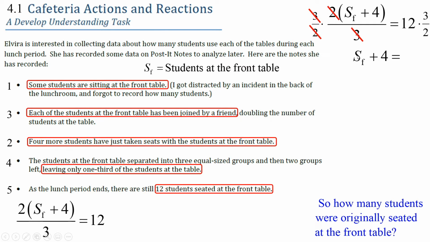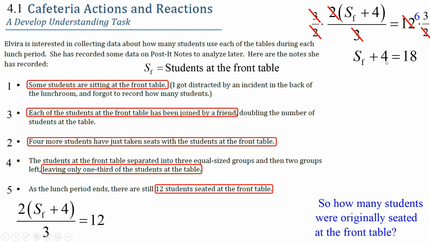And then, what is 12 times 3 over 2? Well, again, just to show things, how many times does 2 go into 12? 2 goes into 12 6 times. So that's going to leave me 6 times 3, 18. Isn't that cool? And now we only have one more step.